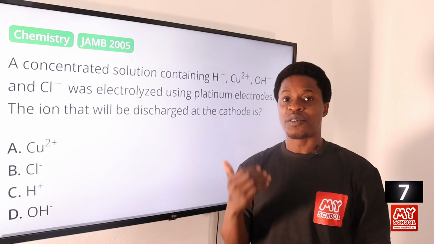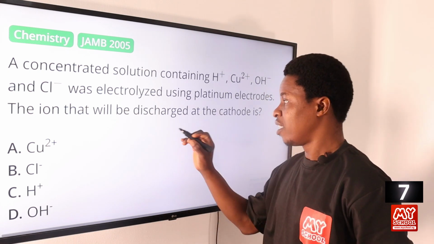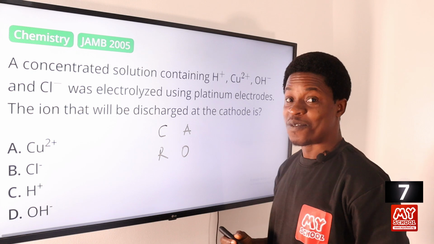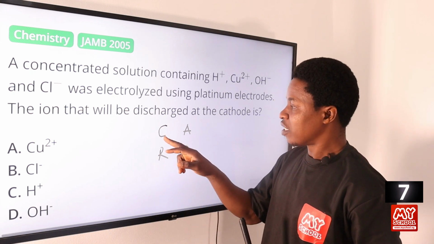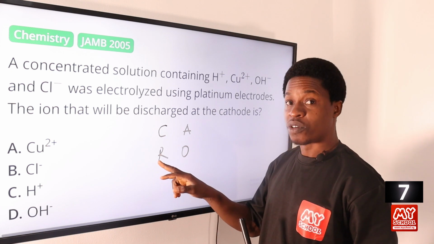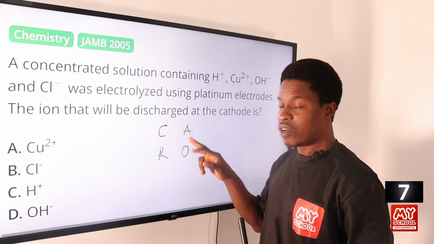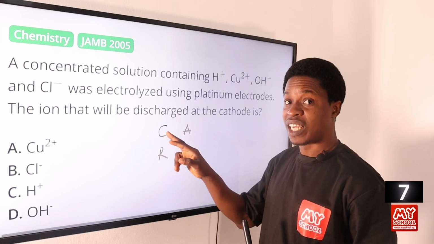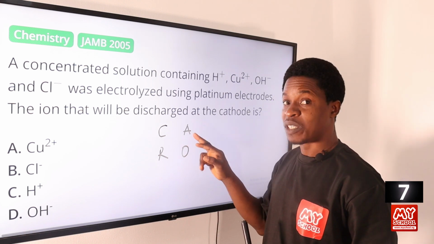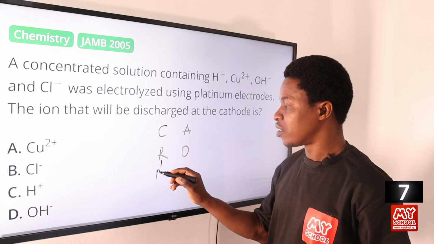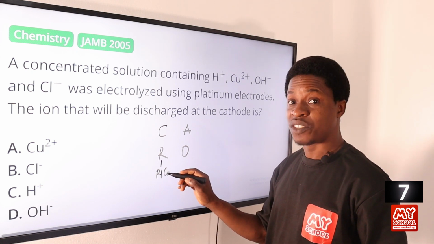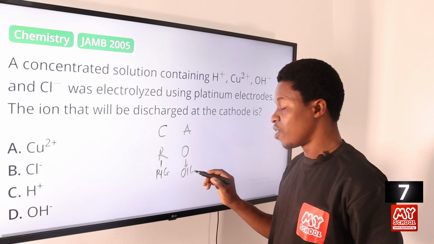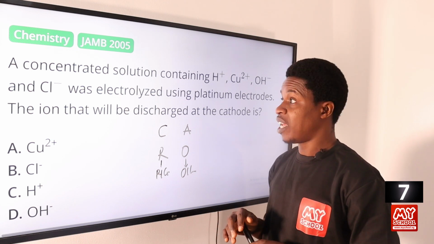Now usually there is an acronym I use. I use the acronym CARO, C-A-R-O. At least we have names of ladies that are Caro. It means C is what? At the cathode, reduction takes place. At the anode, oxidation takes place. I say that again. At the cathode, reduction takes place, and at the anode, oxidation takes place. And don't forget that reduction is gain of electrons, while oxidation is loss of electrons.